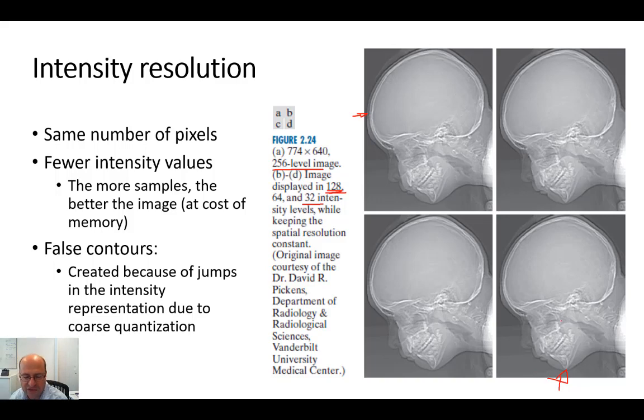we start seeing artifacts that are called false contours. So you see these contours here, they are not part of the original image, right? Of the specimen. That's a person here, right? It's not part of the person's brain. This is an artifact of the low intensity resolution. What's going on here is there is small variations in intensity.